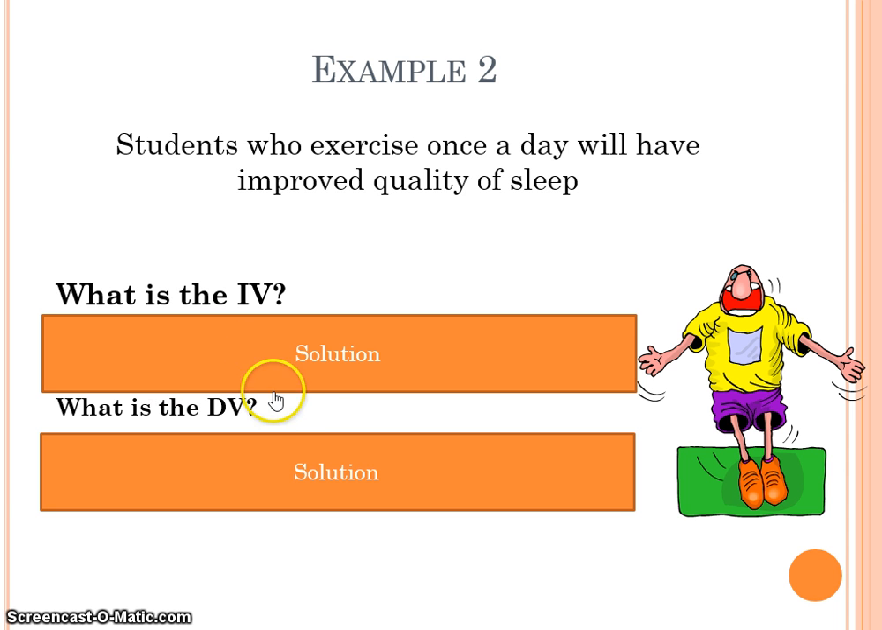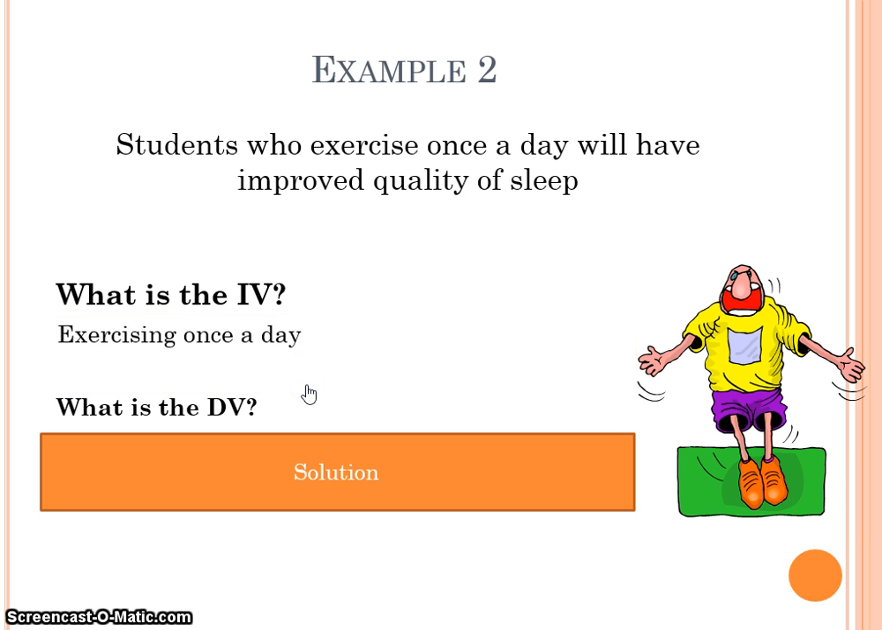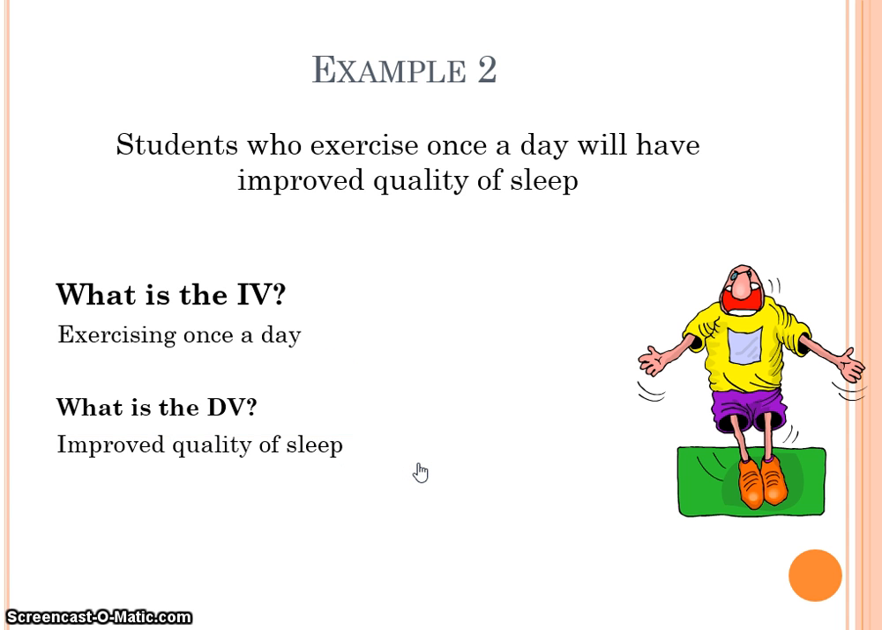Okay, so what do we have? Independent variable: exercising once a day. The example has actually told you that that's how much one group is going to exercise, and you can assume that there'd be a control group that would have no exercise, so we could compare against them. Then what are we going to measure? What participant behaviors are we interested in? This time it's the improved quality of sleep from our participants.